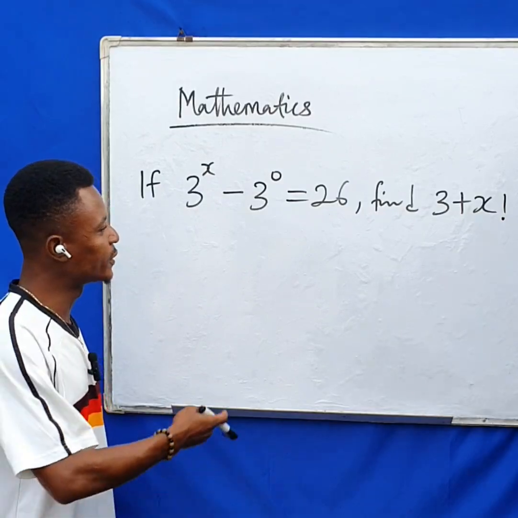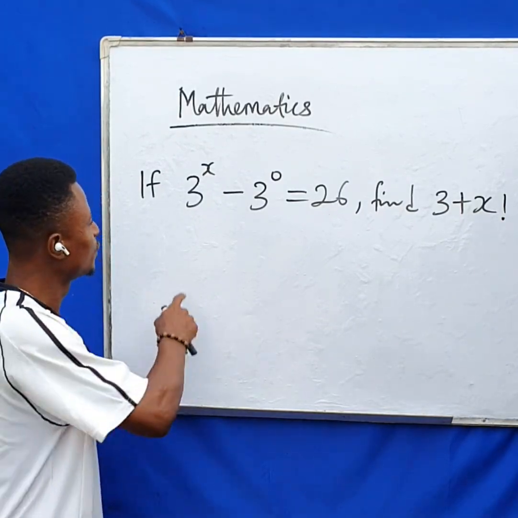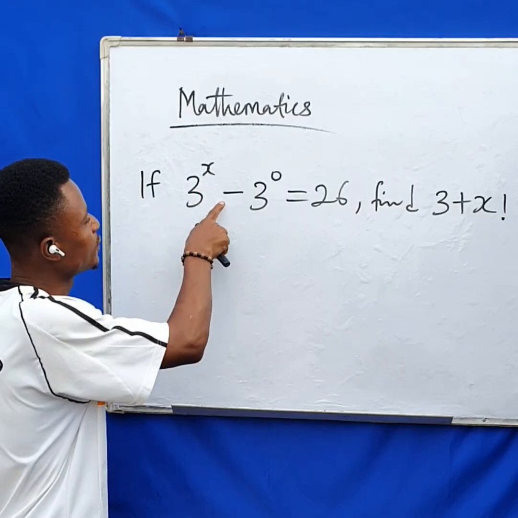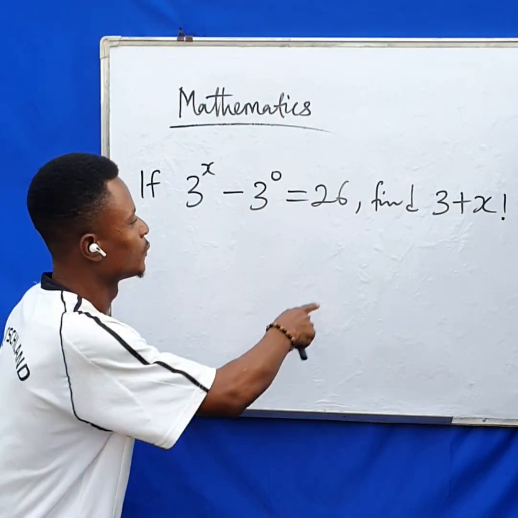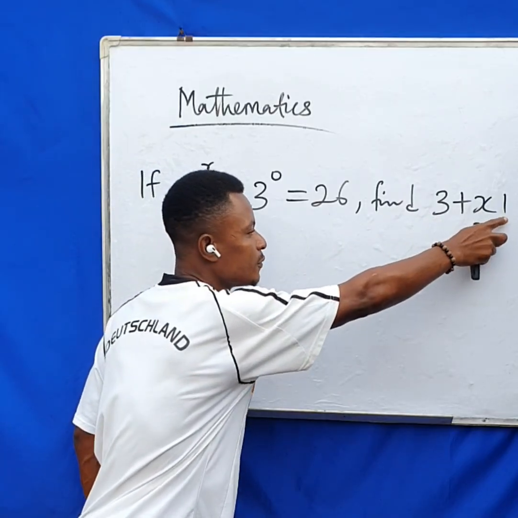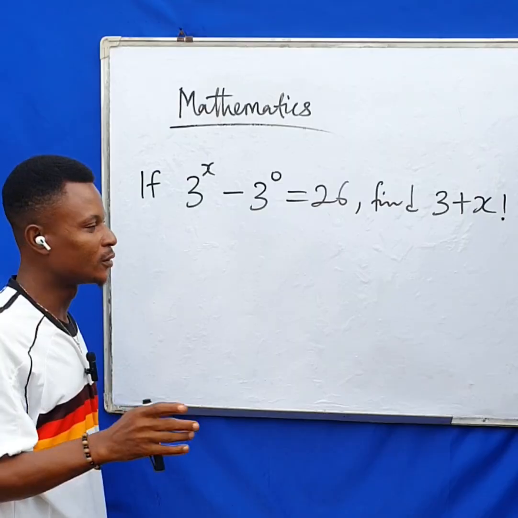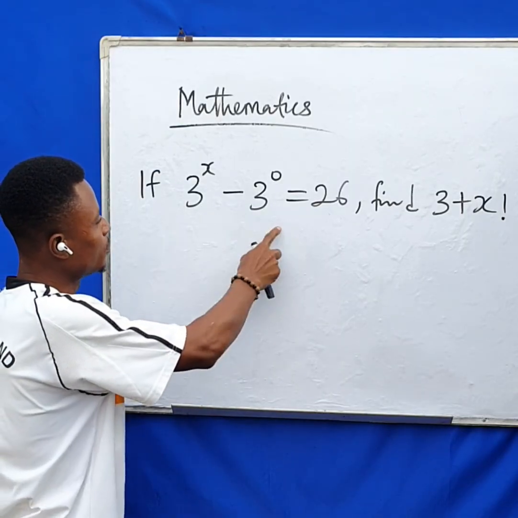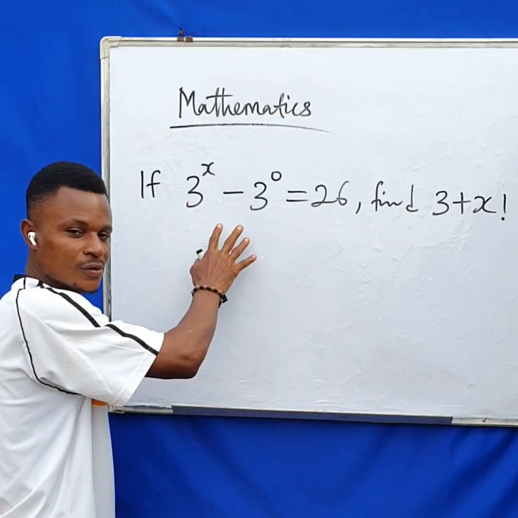Let me show you how to solve this kind of math question on the board. The question says, if 3 raised to the power of x minus 3 raised to the power of 0 is equal to 26, find 3 plus x factorial. If you want to solve this question correctly, you have to start from this equation part and then get the value of x from this equation.